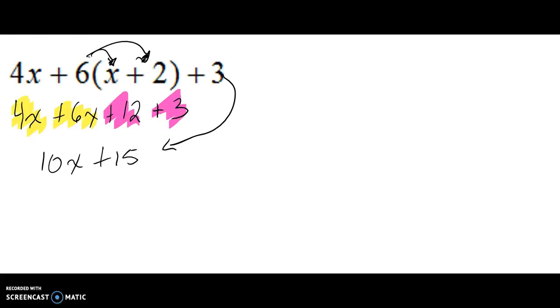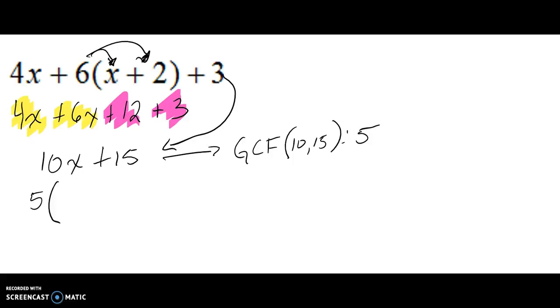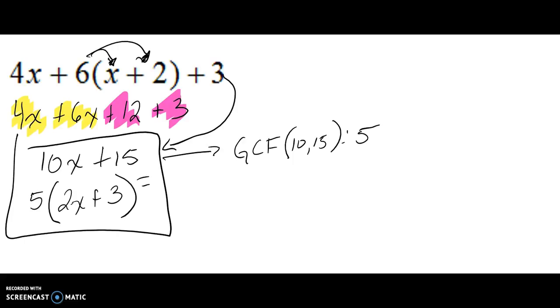Now I can go one step further. I can use that inverse of the distributive property to find the GCF, the greatest common factor, between 10 and 15. Now the greatest common factor between 10 and 15 is 5. I can take that 5 out of this expression above. I divide 10 by 5, I get 2 x's. I can't take the x out because it's not common between both terms. Then I take 15 divided by 5 and I get 3. So these two expressions here are equivalent. They equal the same thing.